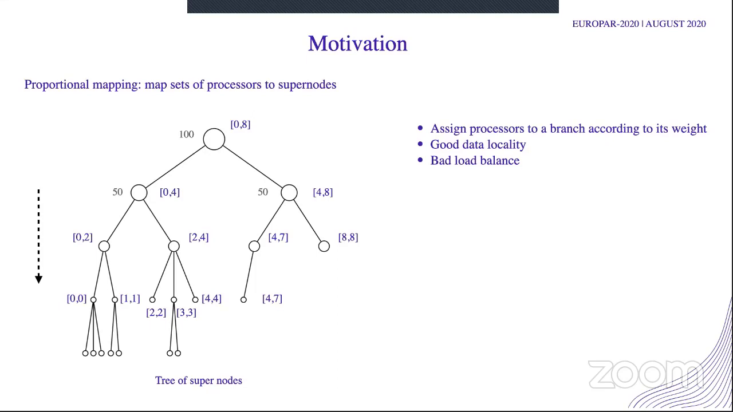Proportional mapping is good at preserving data locality. A processor may be assigned to a node and its ancestor, so we do not need to move the output files. But it's bad at node balance. Processors can be used only for the branch they are assigned to. Different branches have different parallelism capability, even if they have the same weight. Some branches are hence idle, some processors are hence idle, while other branches cannot benefit from these processors.